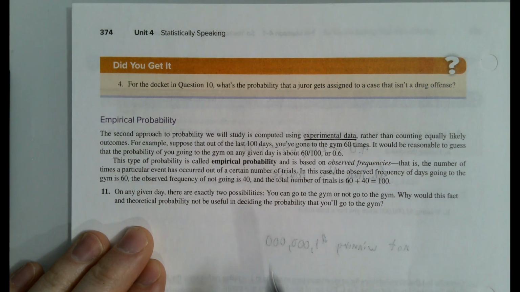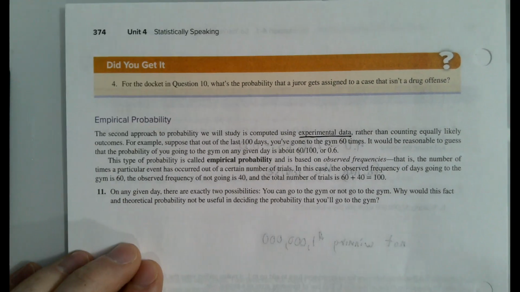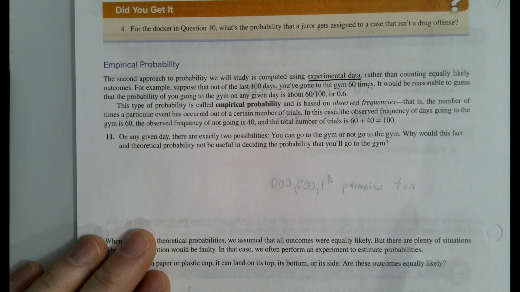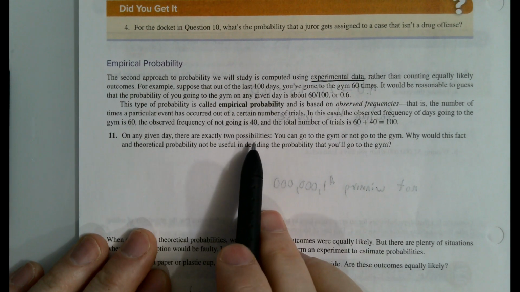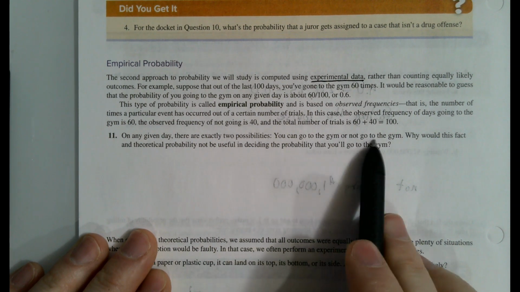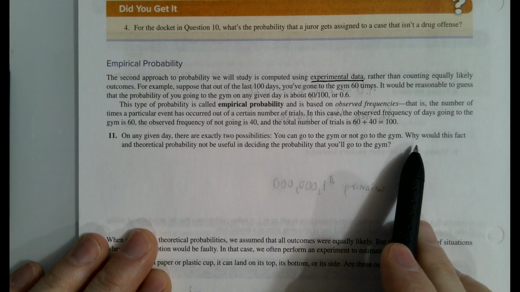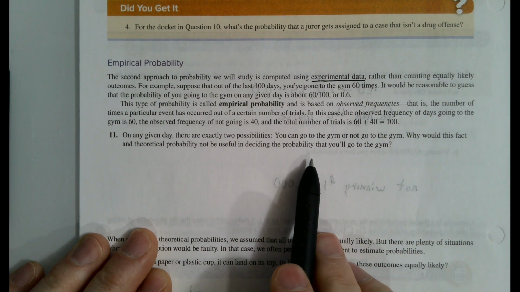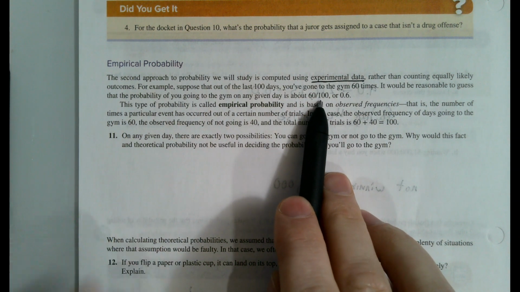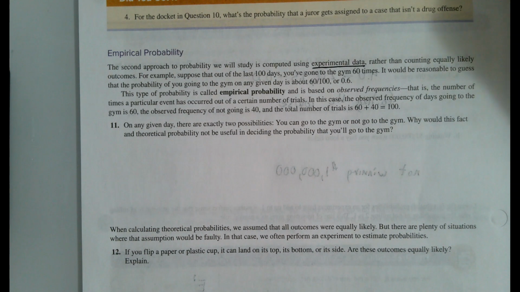Number of times you went out of the total number of times. So it turns out, theoretically, there really were only two possibilities, right? There's a 50-50 chance you go to the gym or you don't go to the gym. But it's not as useful as the fact that in the past, this is how often you went to the gym. So we use this a lot.